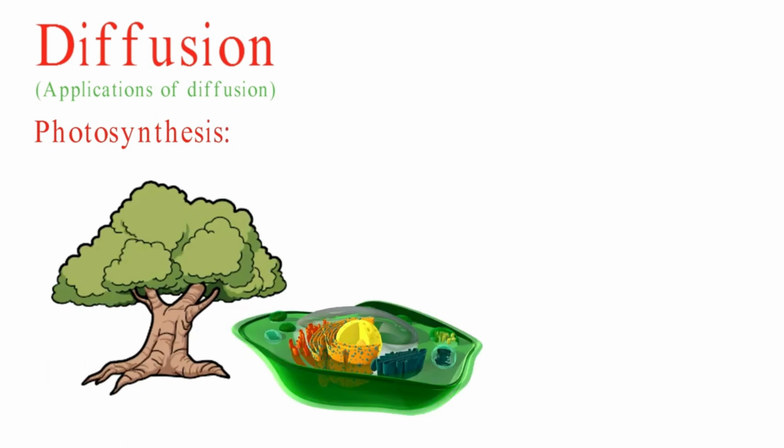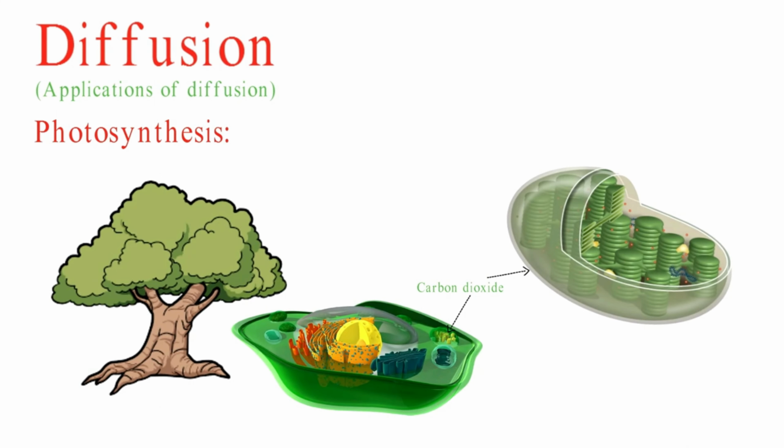In plant cells, carbon dioxide diffuses into the chloroplasts where photosynthesis takes place. It is then converted into glucose, and oxygen is released as a byproduct, which diffuses out of the chloroplast and into the surrounding cellular environment. These examples illustrate how diffusion is a fundamental process in biology, facilitating the movement of essential substances in and out of cells, organs, and organisms, thereby maintaining the overall health and function of living systems.